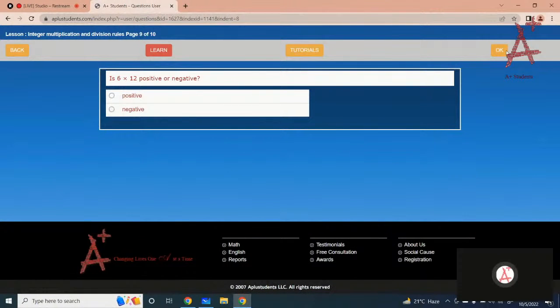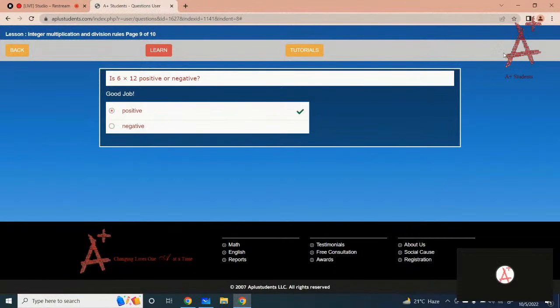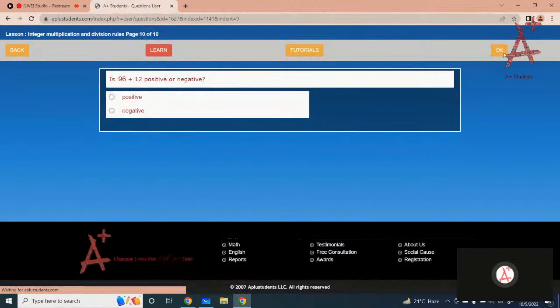Very good. Okay, is 6 times 12 positive or negative? It is positive because you are multiplying two numbers that have the same signs. Okay, the next one is negative 96 divided by 12, positive or negative? Very good. It is negative because you are dividing two numbers with different signs, so it is negative.